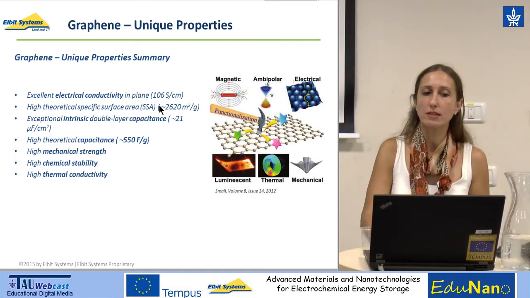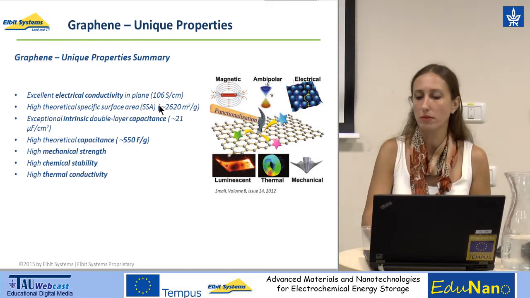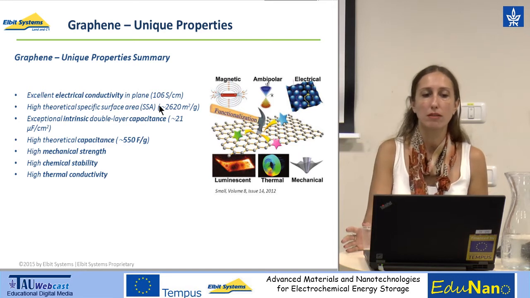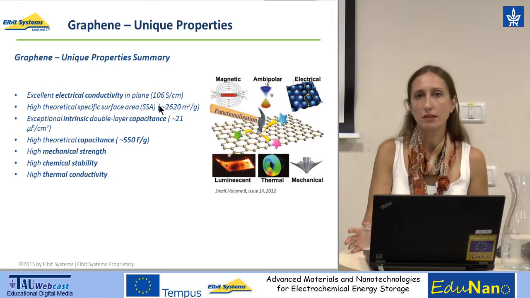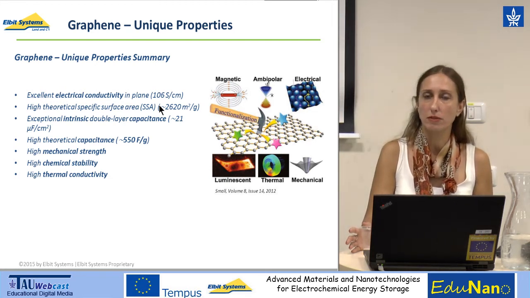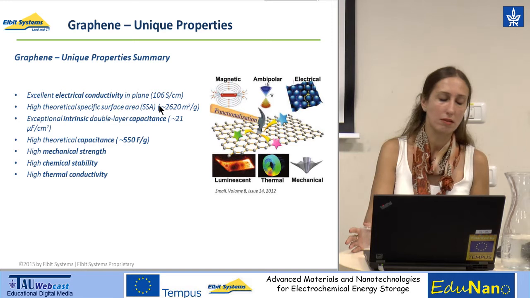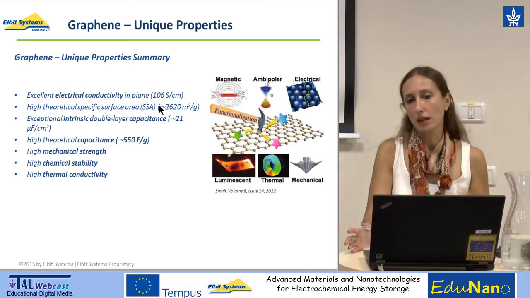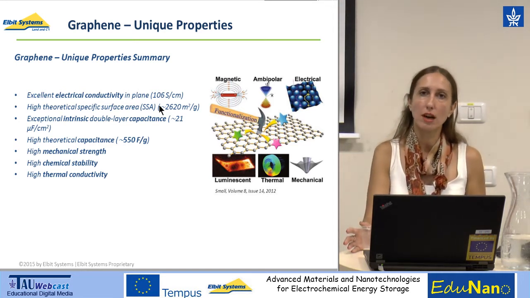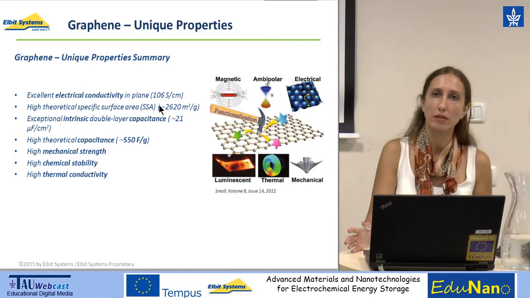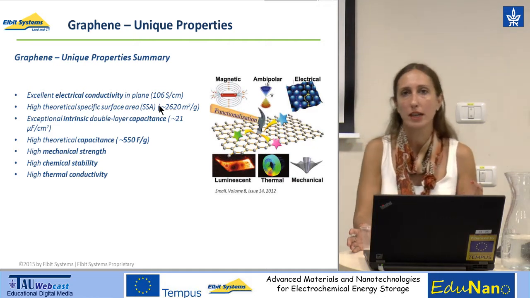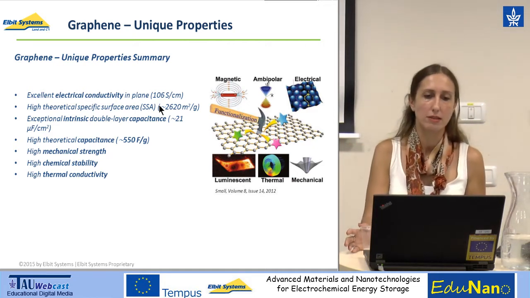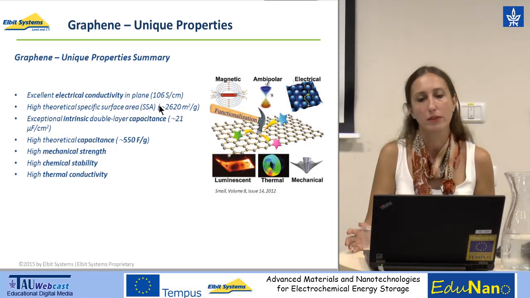This gives rise to exceptional intrinsic double layer capacitance. We are talking about approximately 21 microfarad per square centimeter, and a very high theoretical capacitance reaching above 550 farad per gram. Just to compare, in moderate to high quality activated carbons, we talk about 130, 150 farad per gram. So we are talking here about a factor of 5 again, multiplying the specific capacitance of graphene material.